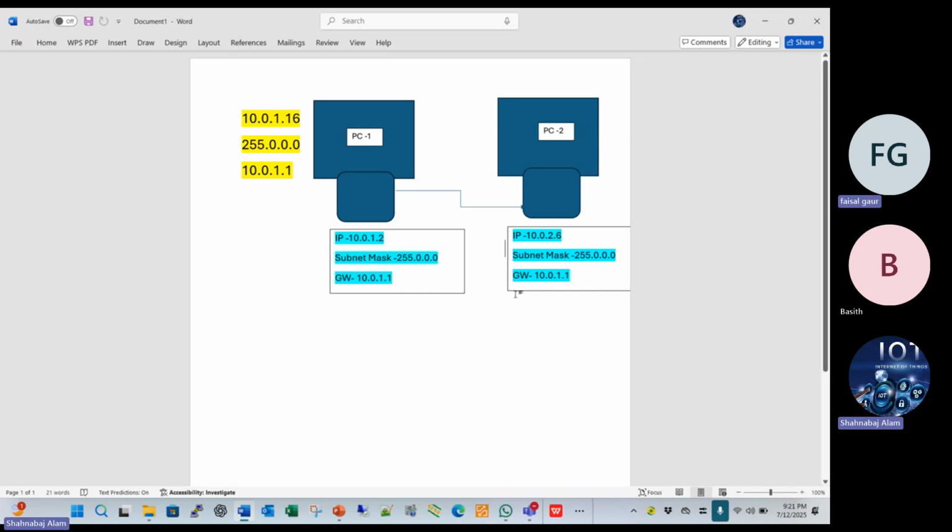So it is required to know subnetting. Both are in different subnets, but I want them to communicate. How to communicate?